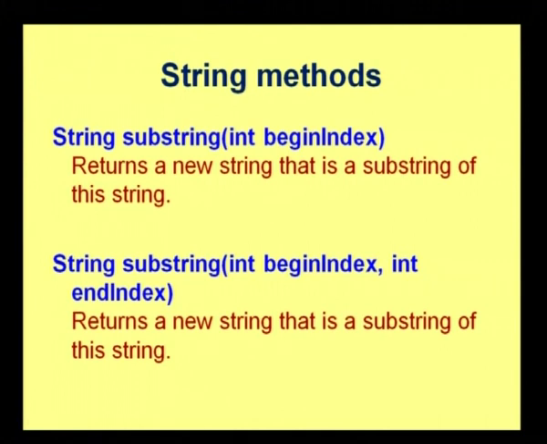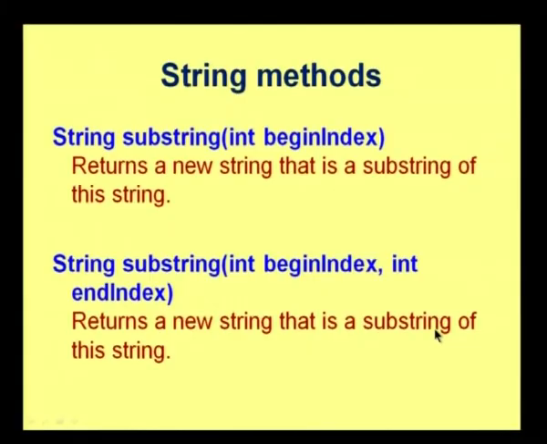For example, I have welcome. If I give 2 as the index, it will take 2 as the beginning index and print the value until the end of the string. Even in the middle, I can have a substring. I can give the beginning index and also the end index. So substring, beginning index and then your end index, returns a new string that is a substring of this string.